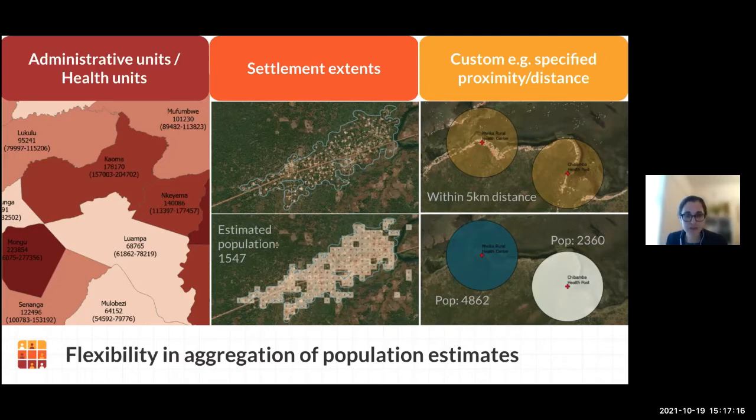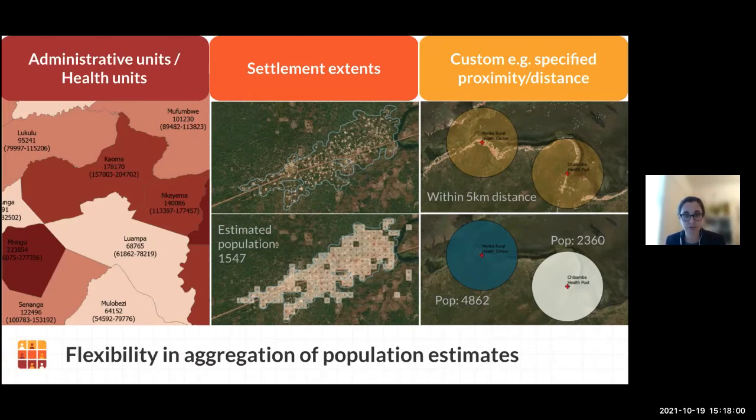Then in the center, we've got an example where we integrate the settlement extent data sets that GRID3 produces, and these are derived from building footprints data sets. So they provide an outline of settlements at a range of scales. And so we can sum up the population, the grid cells associated with those locations to provide an estimate of population for, say, an individual settlement or a range of settlements, which previously would be very difficult to do with areal-based estimates.